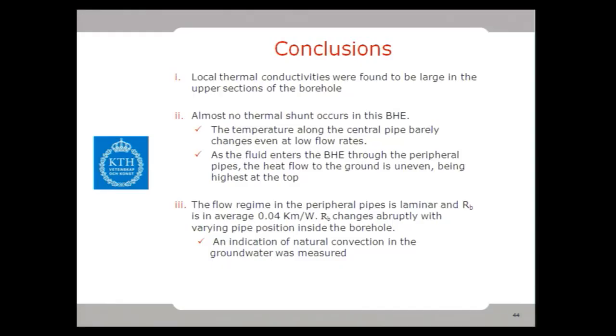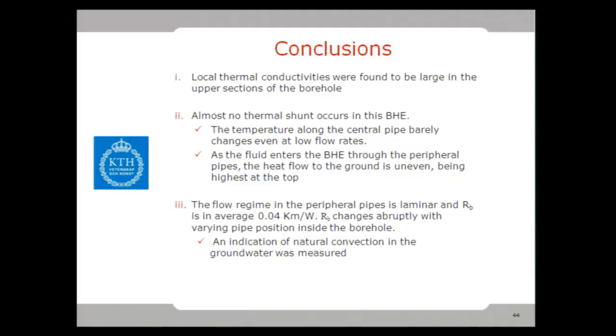So the flow regime in the peripheral pipes, in these little pipes, is laminar. And although the borehole resistance was found to be 0.04, it's important to remember here that this borehole resistance accounts for the temperature inside the central pipe, which in case of a perfect insulation is actually not really thermally connected to the borehole wall. And an indication of natural convection in the groundwater was also measured in multi-pipe borehole heat exchangers.